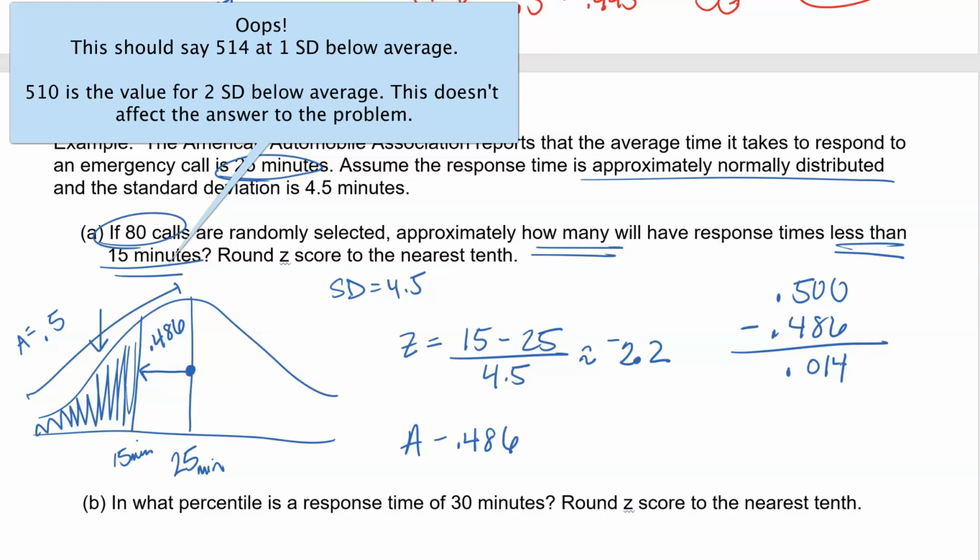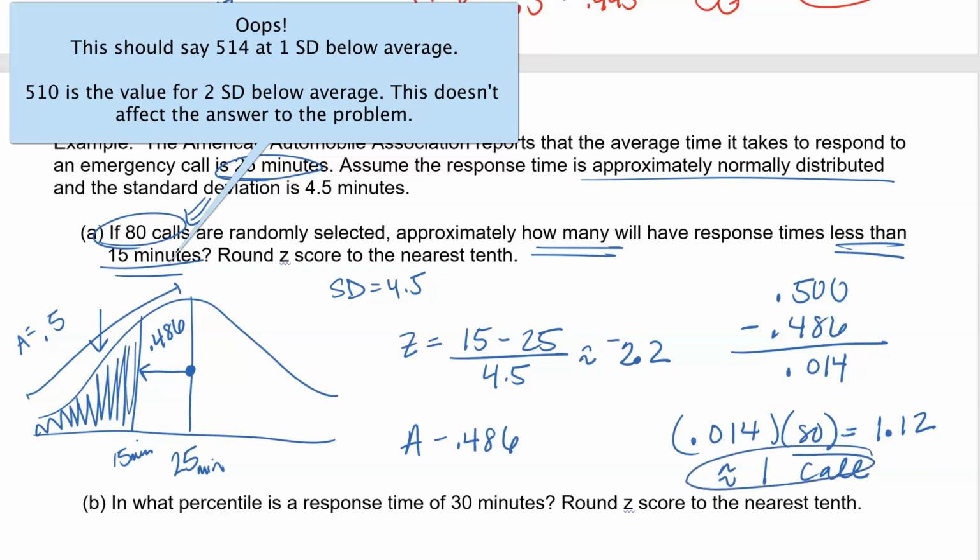Now in this case, we want to know how many people are going to have response times less than 15 minutes. So if there are 80 calls, I'm going to have to take that decimal and multiply it by 80 to figure out the actual number of calls. So I end up getting 1.12, and if this were a Connect problem, it would likely have you round to the nearest whole number. Since 1.12 calls doesn't make any sense, I'd say about one call in 80 will have a response time less than 15 minutes.